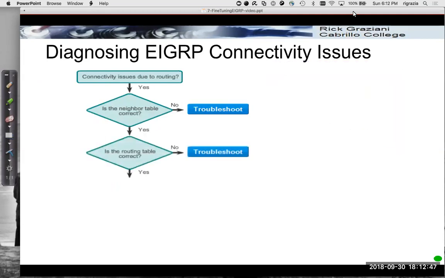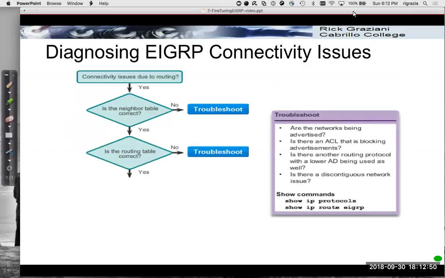Is the routing table correct? It's not just what we see in the routing table, but is there something in there we shouldn't be seeing? Or are we seeing something we don't expect to see?